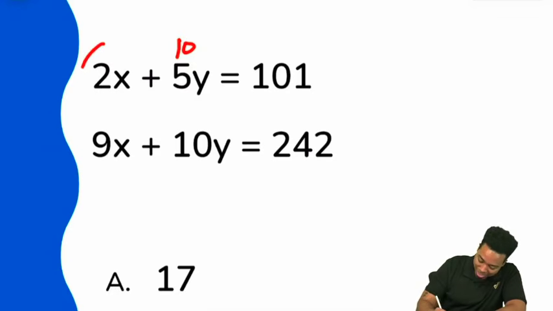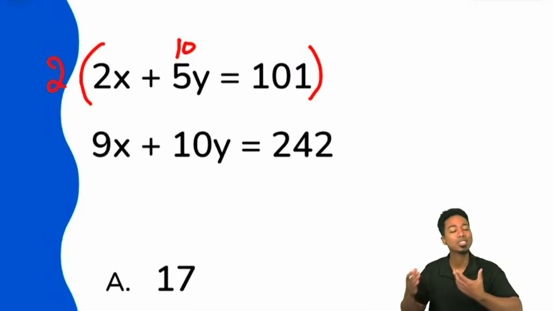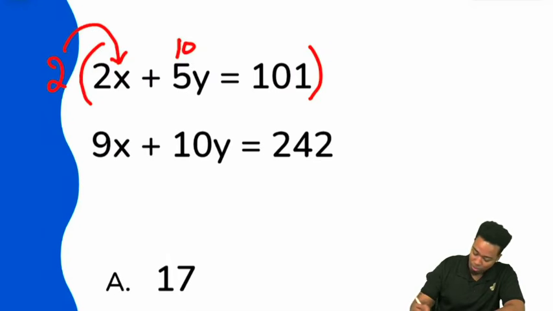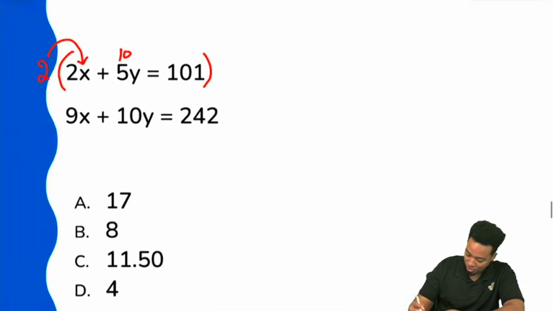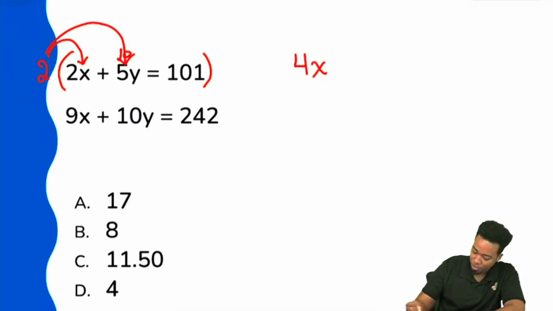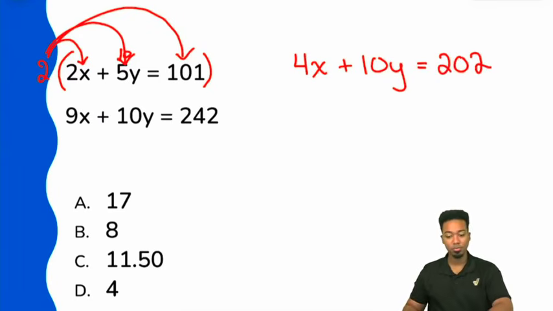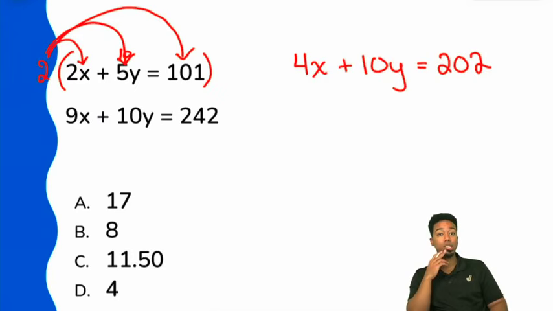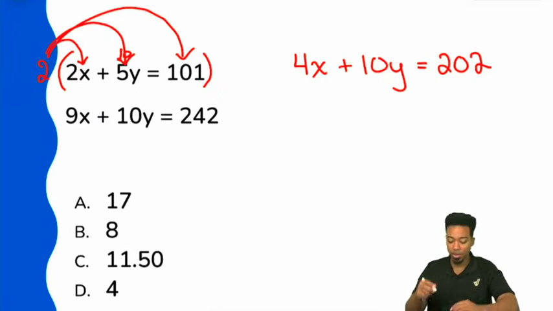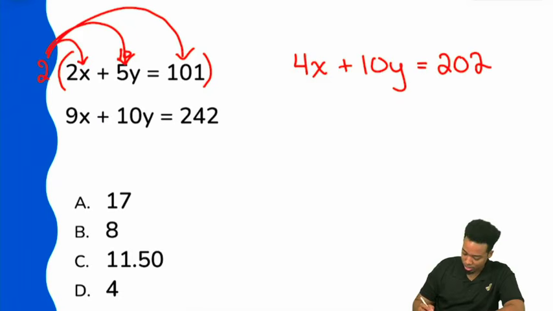I'm going to multiply the entire equation by 2. So essentially, I'm going to multiply both sides by 2. What does that do for me? Well, 2 times 2x, that's going to give me 4x. 2 times 5y, that's going to give me 10y. 2 times 101, that's going to give me 202. Look at that. And now that we're here, I can just rewrite the other equation.